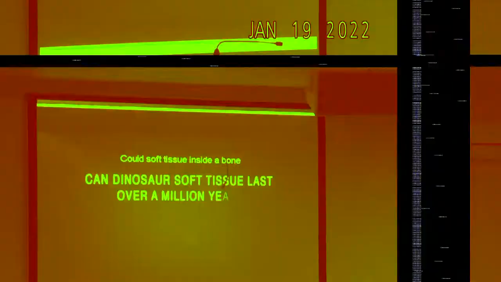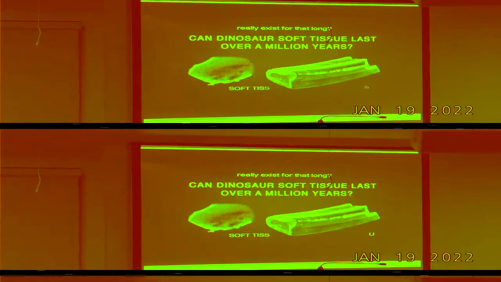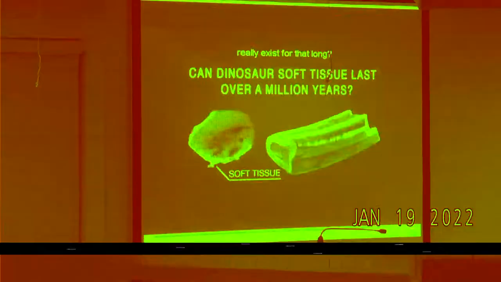Wait a minute. Soft, flexible tissue from dinosaur bone? Now, how's that possible? According to the theory of evolution, dinosaurs walked the Earth over 100 million years ago. Could soft tissue inside a bone really exist for that long? So instead of making assumptions based on what's not in the fossil record, let's break it down and see what is there.